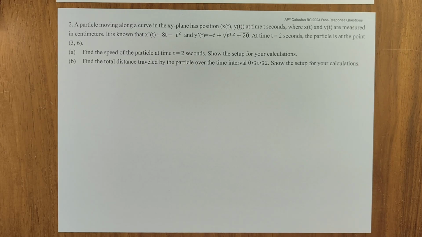Okay, question number 2. A particle moving along a curve in the xy plane has position x(t), y(t) at time t seconds, where x(t) and y(t) are measured in centimeters. It is known that x'(t) equals this and y'(t) equals this. At time t equals 2, the particle is at the point (3, 6).